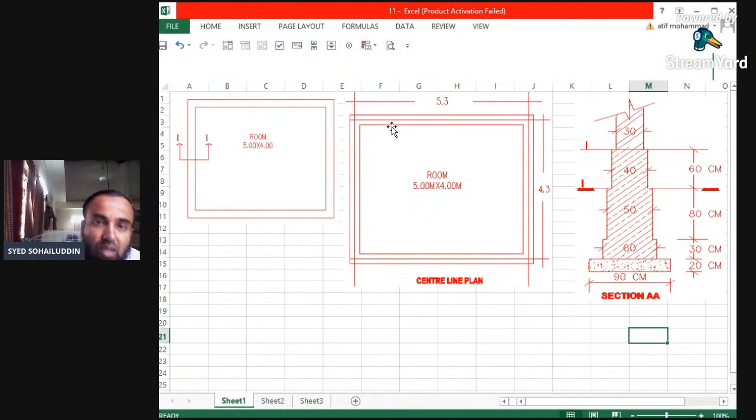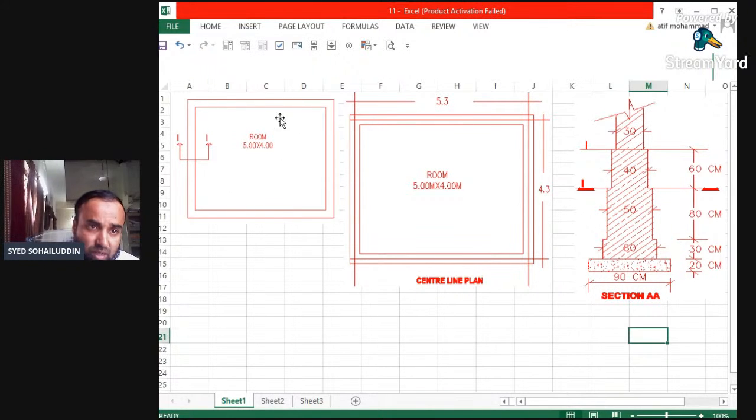So I've drawn this center line plan. Here the inner to inner dimensions are 5 by 4 meters. That means the length of this room is 5 meters, whereas the width of this room is 4 meters. So what is the center to center distance? This plan represents the wall thickness along with the walls, so this plan is to be made along with the wall thickness.